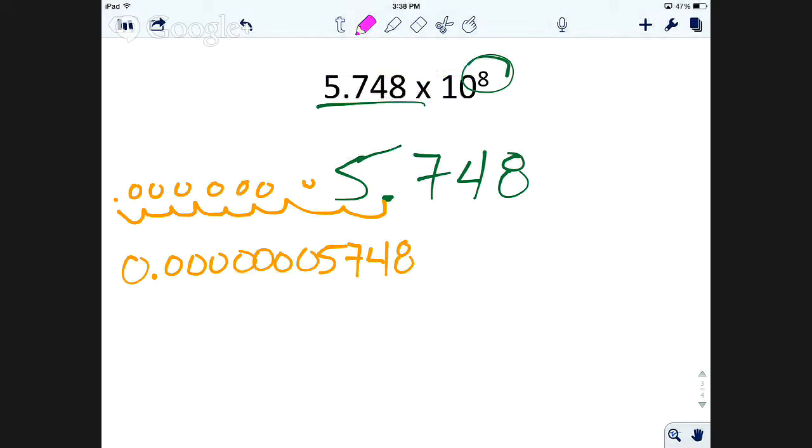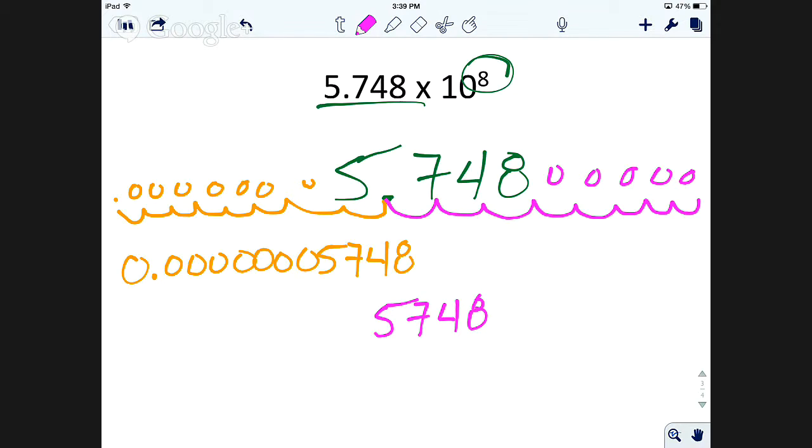The other thing I could do is move it 8 places to the right. In that case, I'd get 1, 2, 3, 4, 5, 6, 7, 8. Fill in the zeros. That would give me 574800000. So if I put in commas, that looks to be 574,800,000.